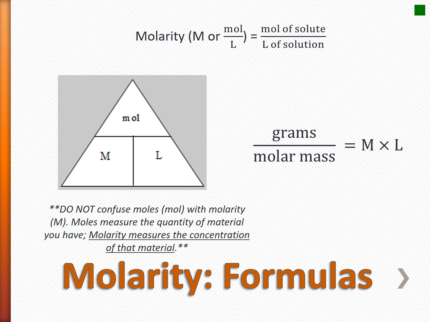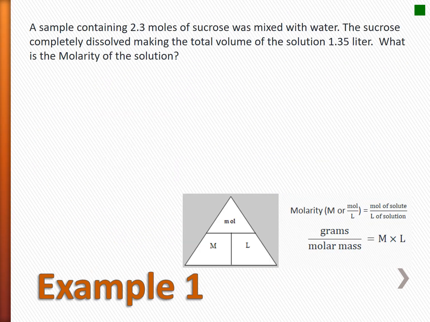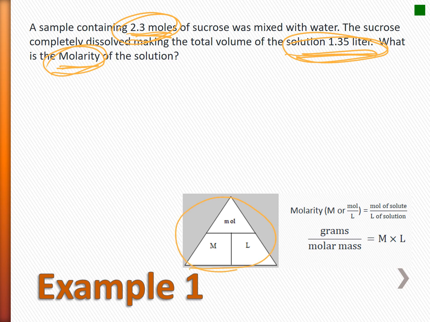All right, so let's try to do some of these practice problems. A sample containing 2.3 moles, so I see moles right away, of sucrose was mixed with water. The sucrose completely dissolved, making the total volume of solution 1.3 liters. What is the molarity? So I'm going to look at what I'm given. I'm given moles, I'm given liters, and I'm asked for molarity. So out of these formulas, which one would you use? Well, you're going to want to use the one with moles, because I gave you moles. So how do we do that?